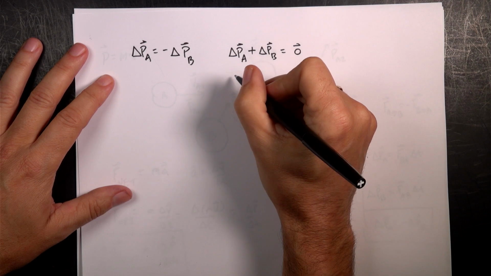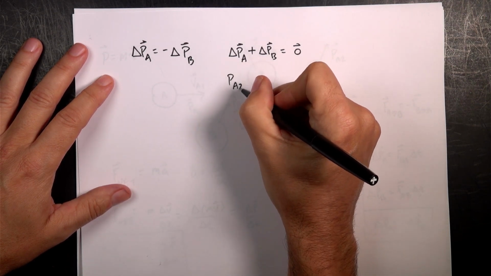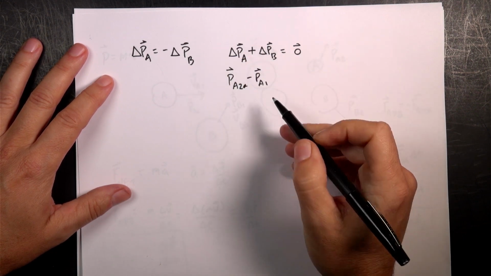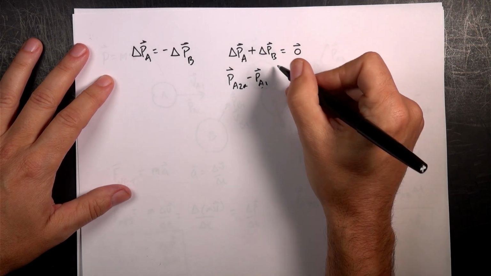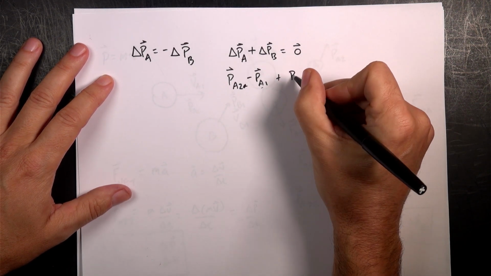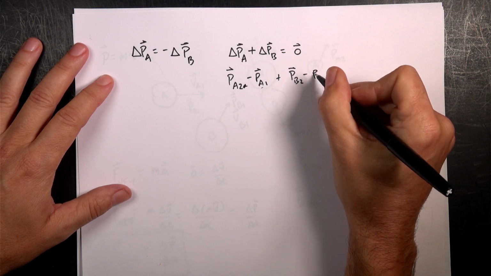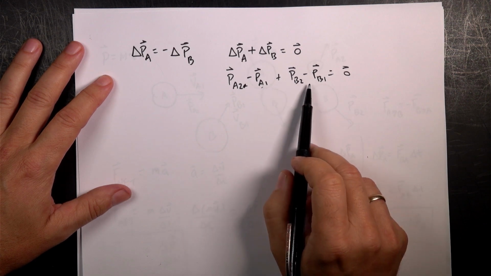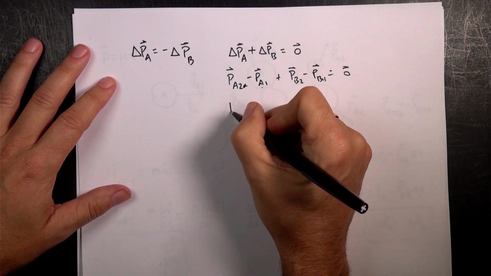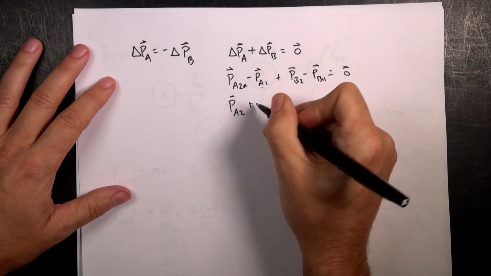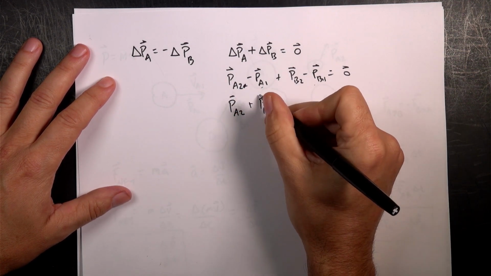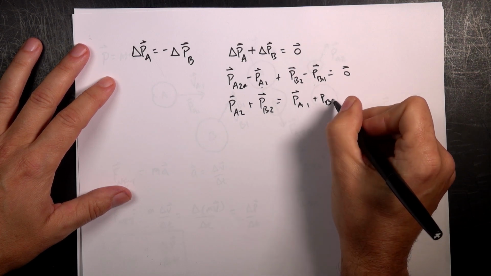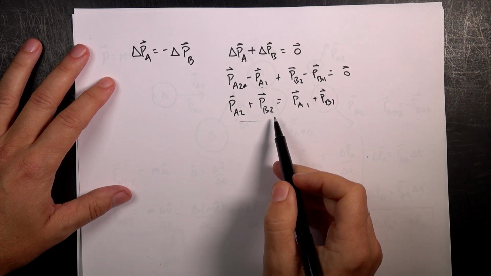Now let's write this as PA2 minus PA1. That's the change in momentum: the final momentum minus the initial momentum. Do the same thing for B, plus PB2 minus PB1 equals 0. Now what I can do is add PA1 to both sides, add PB1 to both sides. I get PA2 plus PB2 equals PA1 plus PB1. So this is the momentum before, and this is the momentum after.